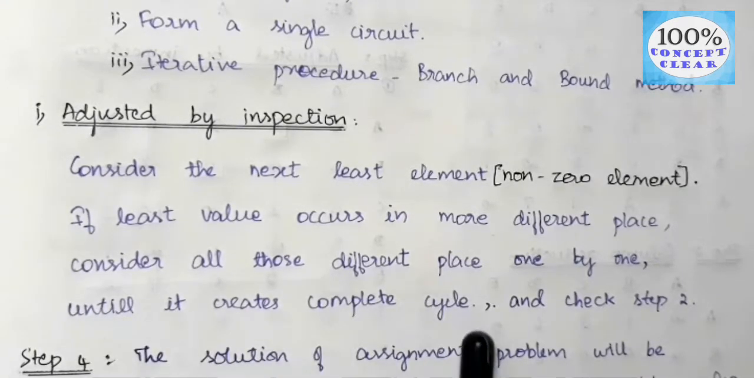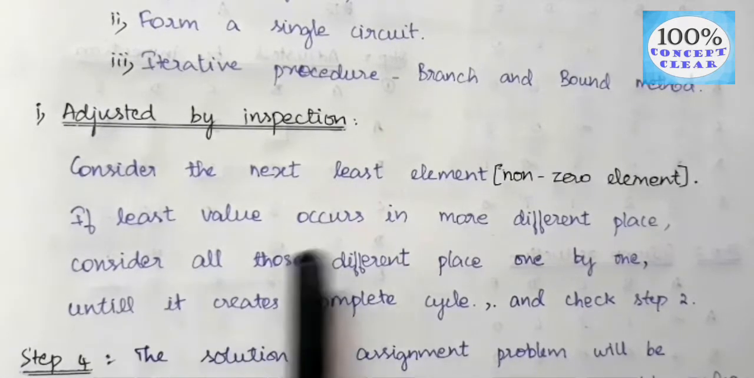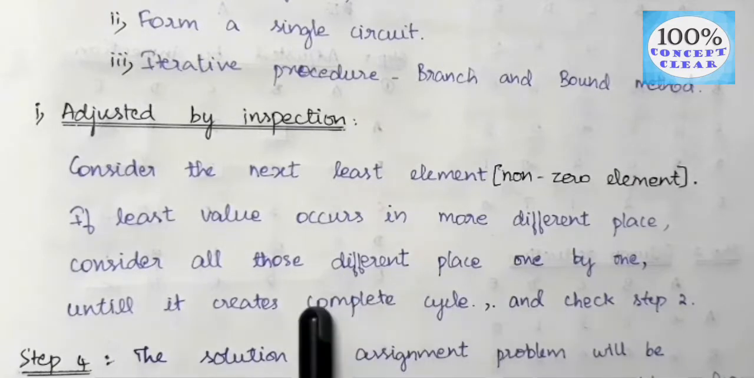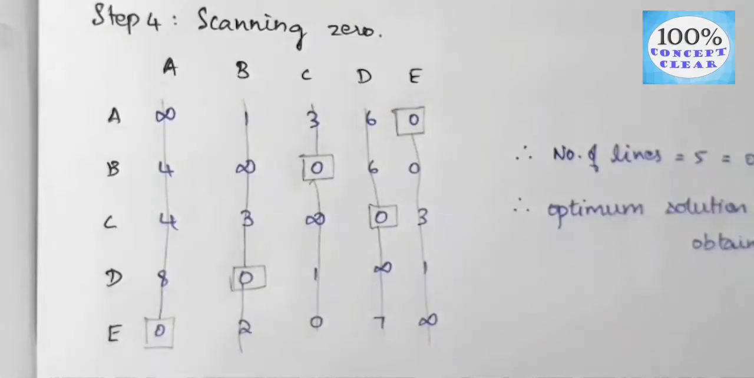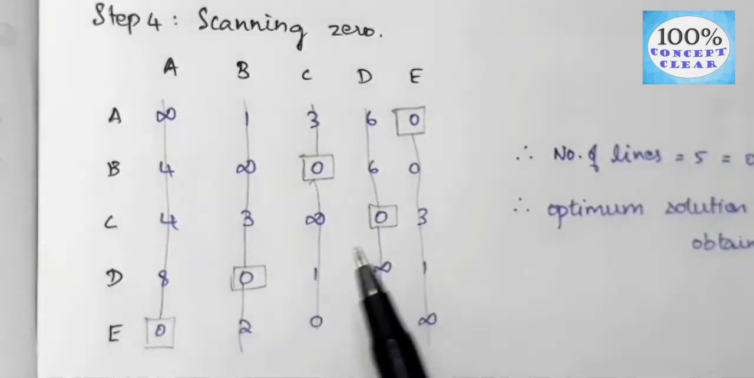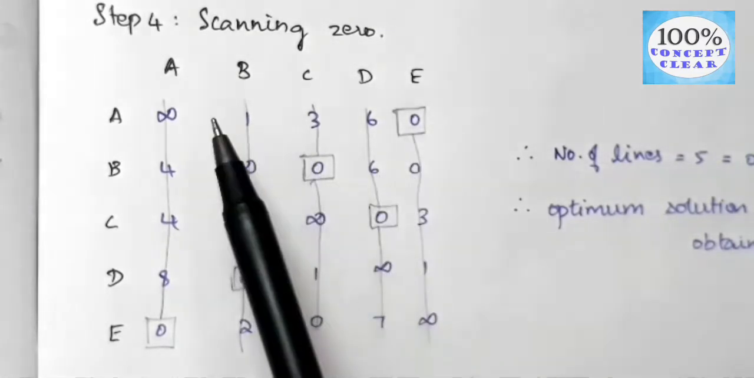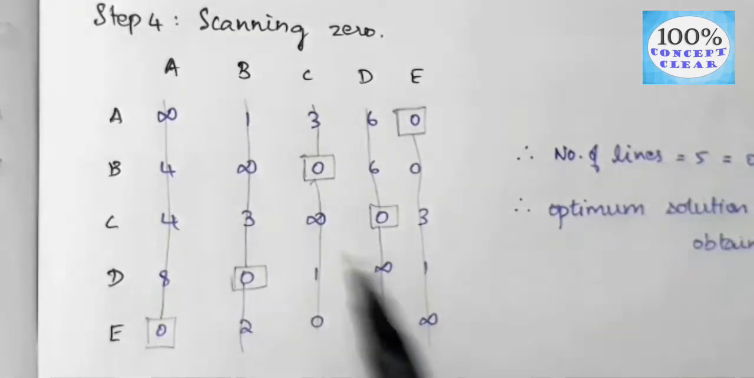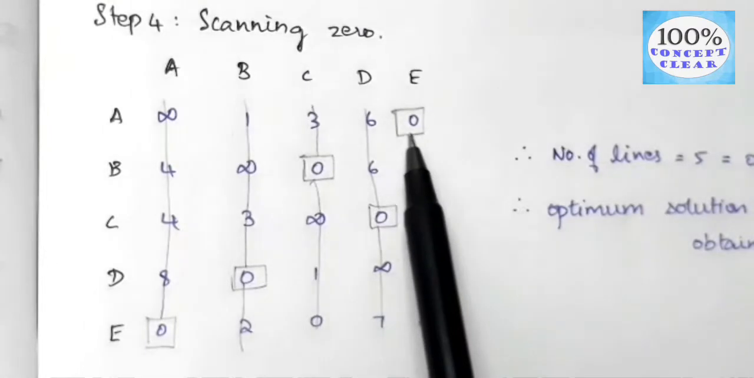Until it creates a complete cycle, we should consider all those least elements one by one and check whether each satisfies the condition. So let's do this. Now we are going to perform the adjusted by inspection step. For that, we should select the next least element other than 0. What will be the next least element other than 0? Here we have 1. So that 1 will be the next least element other than 0.